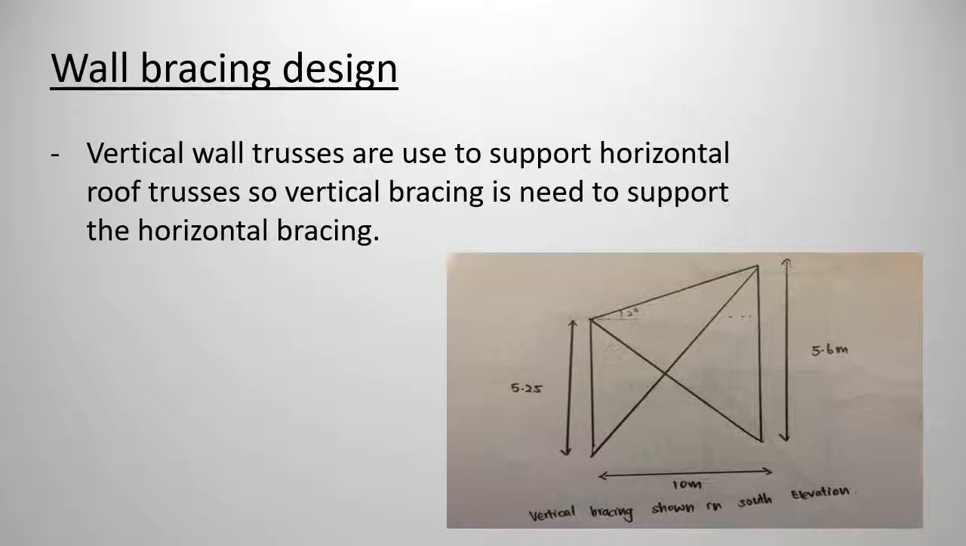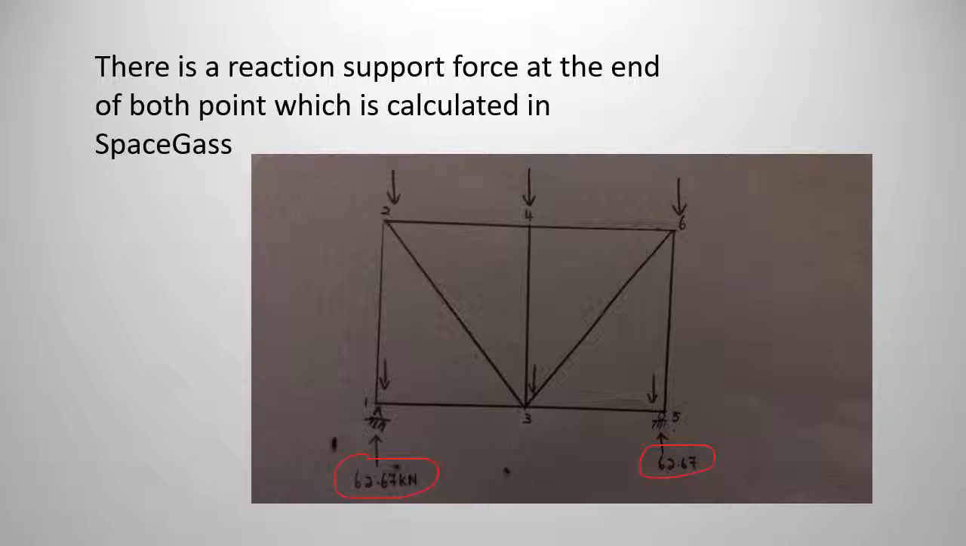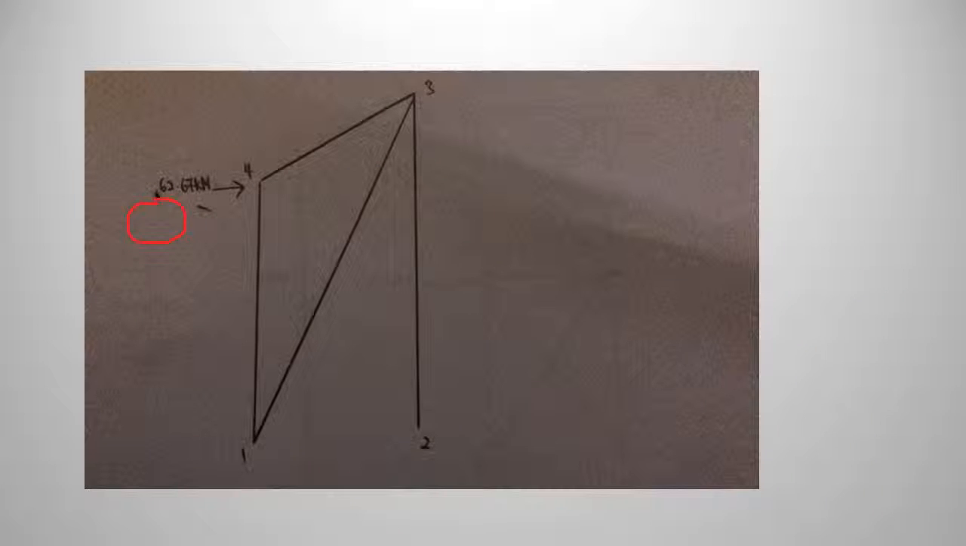Vertical wall trusses are used to support horizontal roof trusses, so vertical bracing needs to support the horizontal bracing. There is a reaction support force at the end of both points, which is calculated in Space Gass. Diagonal members in compression are removed.